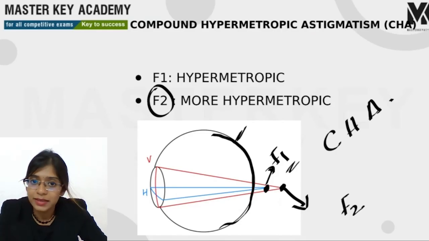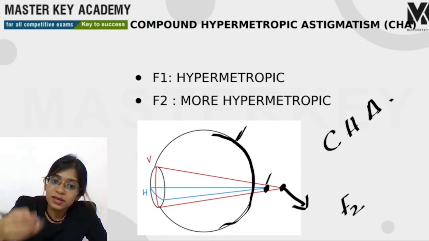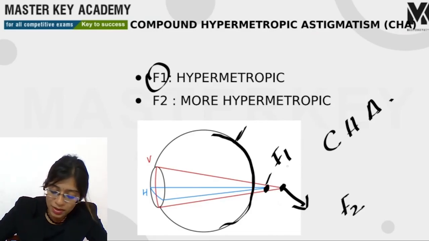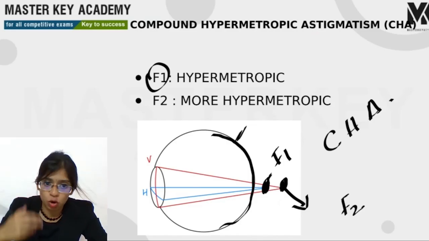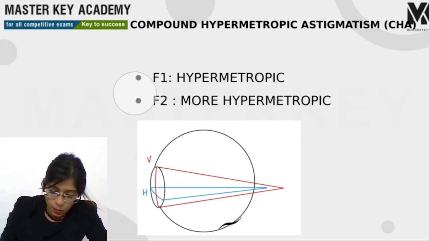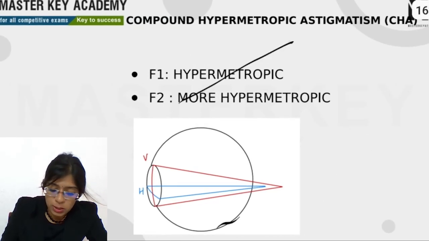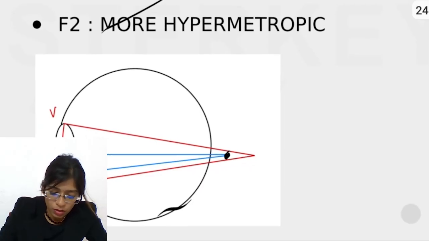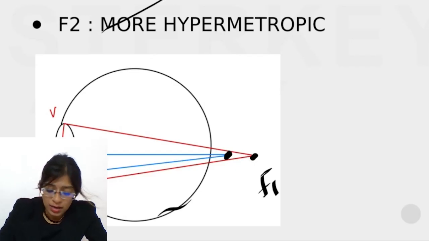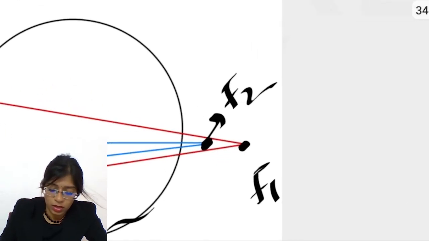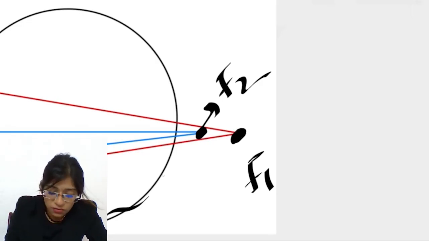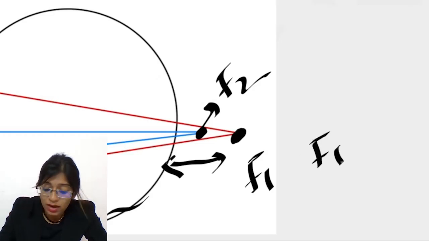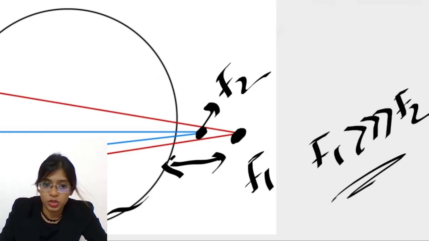See, don't learn these things by heart. Since I have already written f1 as hypermetropic, I would call this part f1 and the image formed here is f2. It is more hypermetropic. Now see, just forget about this. I am telling you, this point is f1, focal point 1, and this point is f2. Now you tell me which is more hypermetropic. See this point here, which is further away from the retina, so that is f1. f1 is more hypermetropic than f2. Understood?